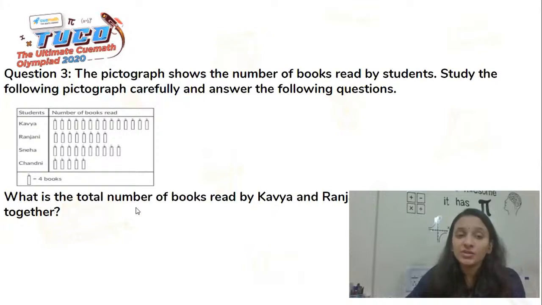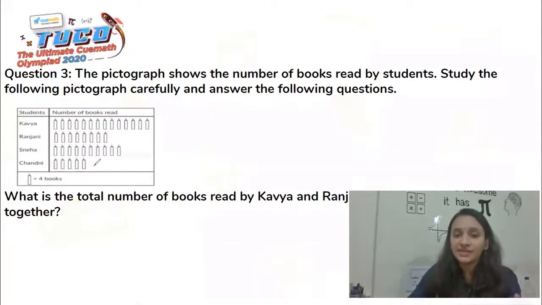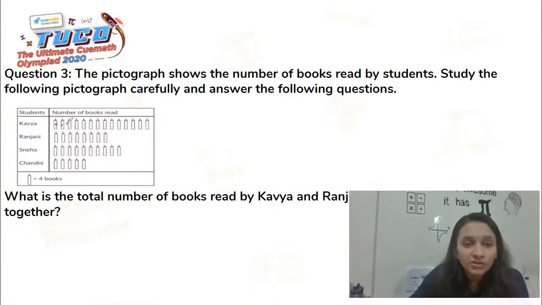It says, what is the total number of books read by Kavya and Ranjani together? All right. So the first thing that we need to do is count the number of book tags that are there against Kavya's name and then against Ranjani's name. So 1, 2, 3, 4, 5, 6, 7, 8, 9, 10, 11, 12, 13, 14. 14 here for Kavya, and then Ranjani, 1, 2, 3, 4, 5, 6, 7, 8. 8.